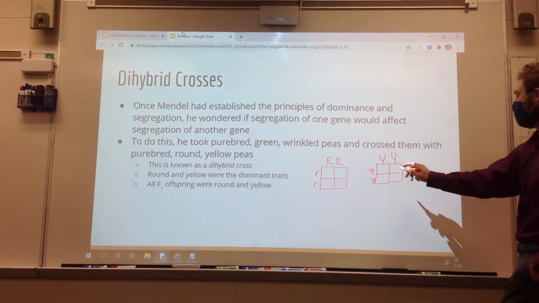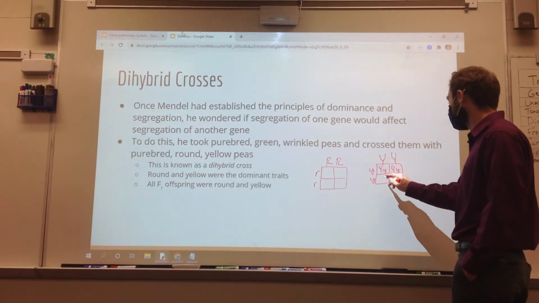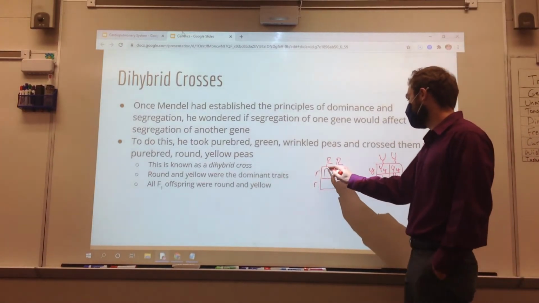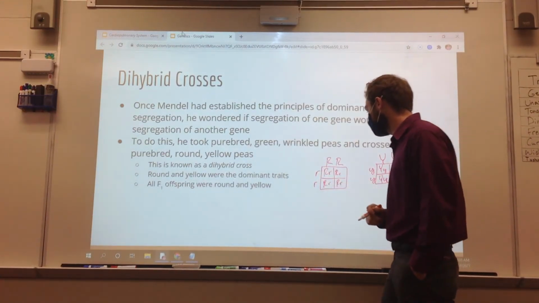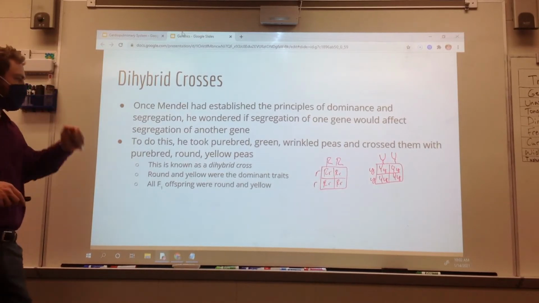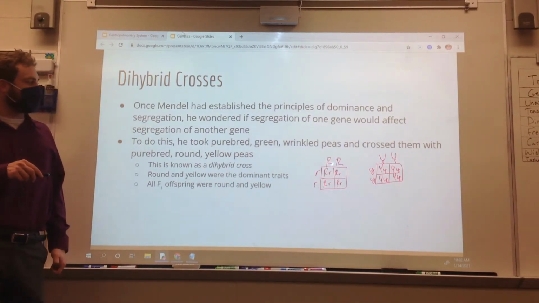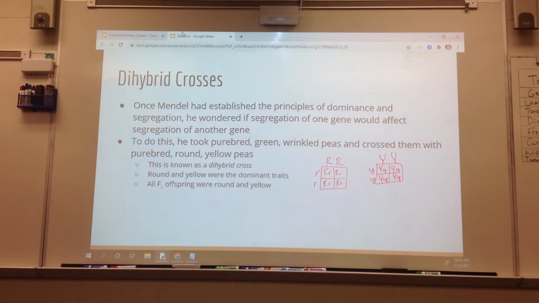So you can see here, 100% of these plants are going to be yellow, and 100% of these plants are going to be round. So this was no surprise to him. This is kind of what he expected. He knew it wasn't going to be until his F2 generation that he could see, can I potentially get round with green, or can I potentially get wrinkled with yellow, is what he's looking for.